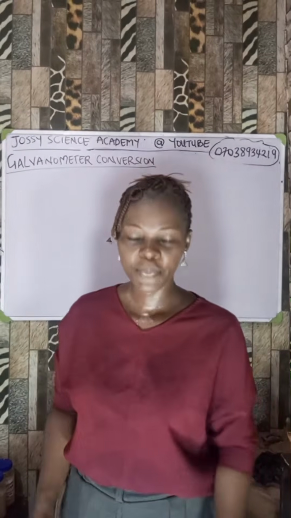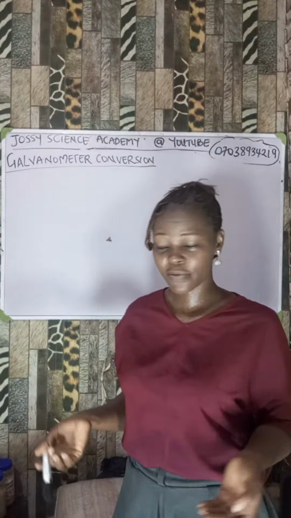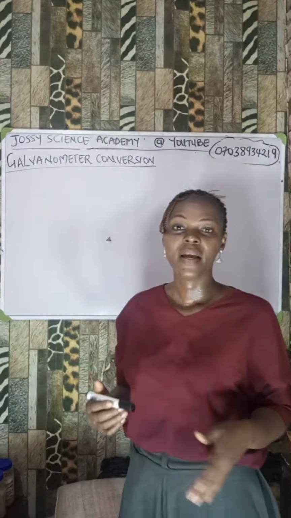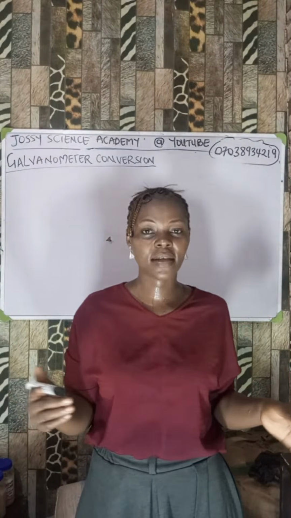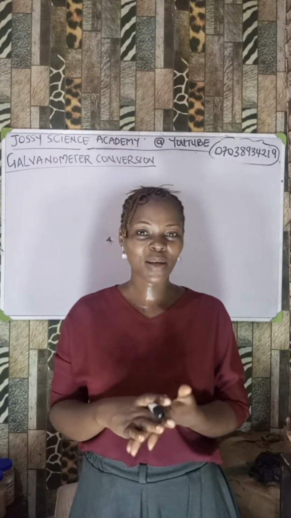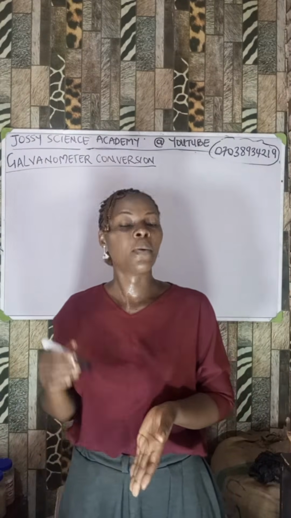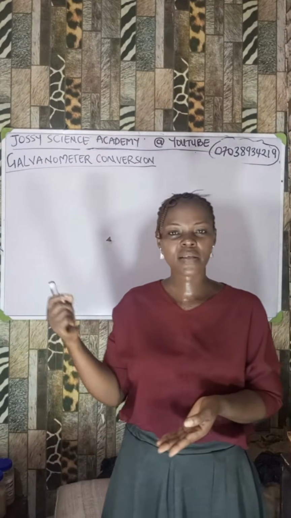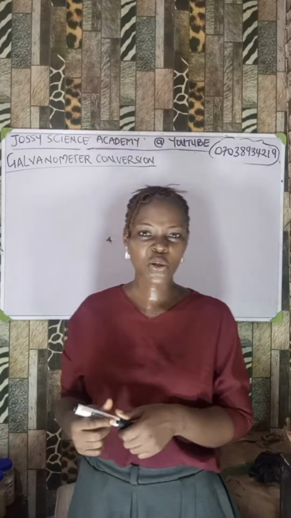Okay, now before we proceed, I need to explain what a galvanometer is and what it is used for. A galvanometer is a device that we use to measure the amount of current, but it measures very small amounts of current. So it measures in milliamperes.